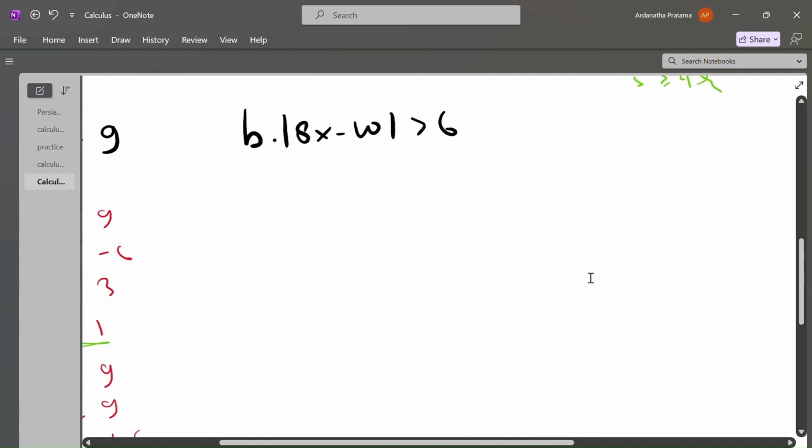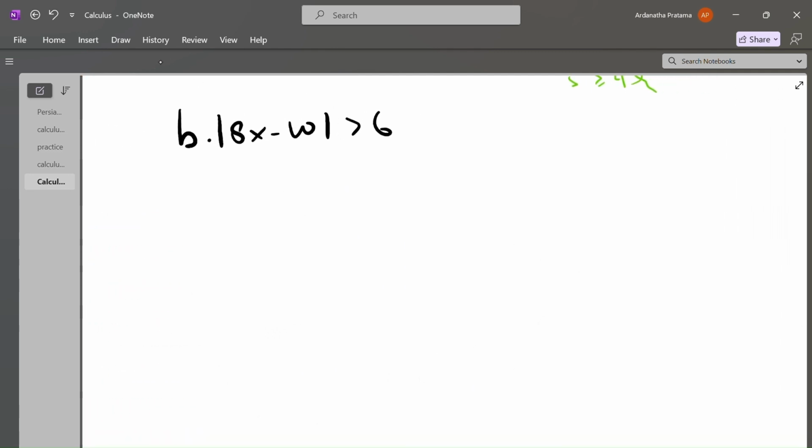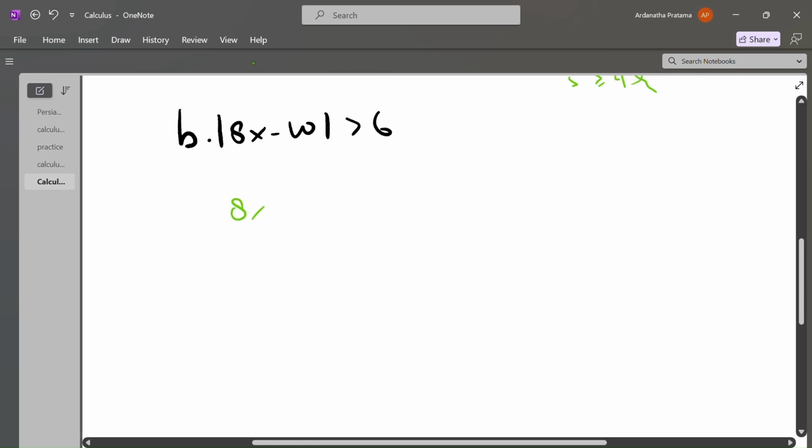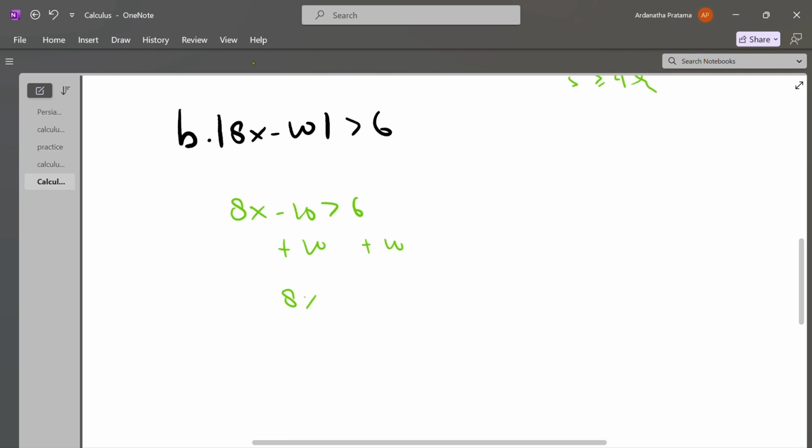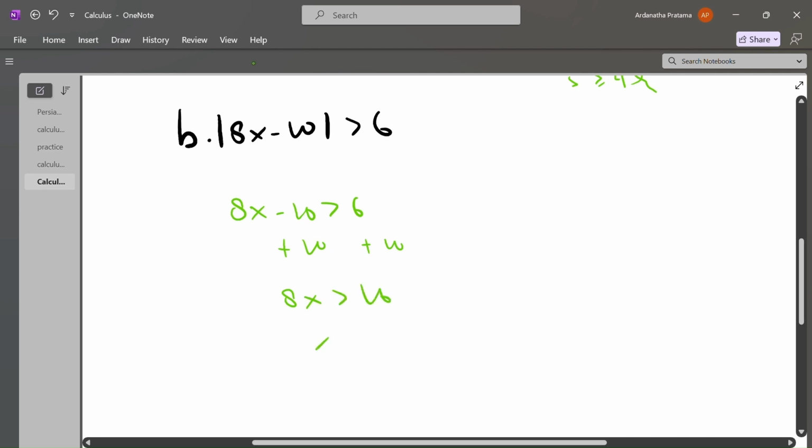Now for the second problem. Here we have the absolute value of 8x minus 10 is greater than 6. So for the first solution, we add 10 to both sides. So we took the positive version. So we have 8x is greater than 16, and we divide both sides by 8. And we got x is greater than 2.